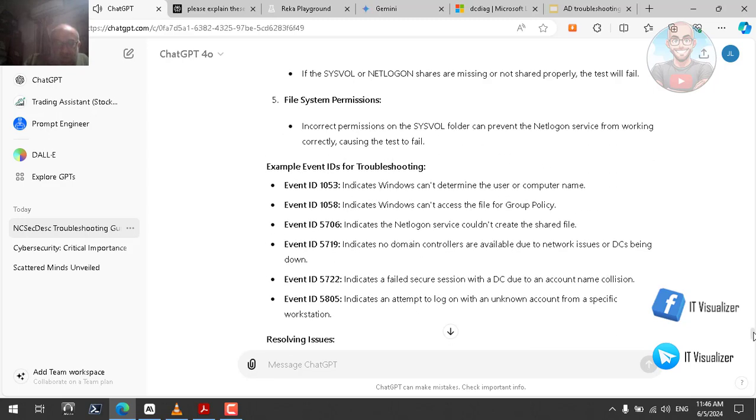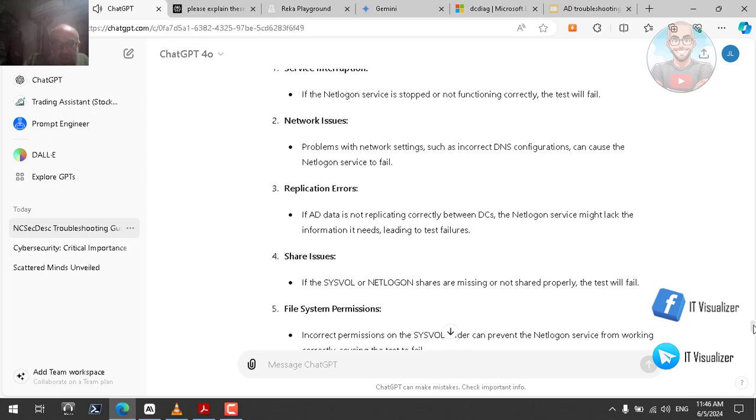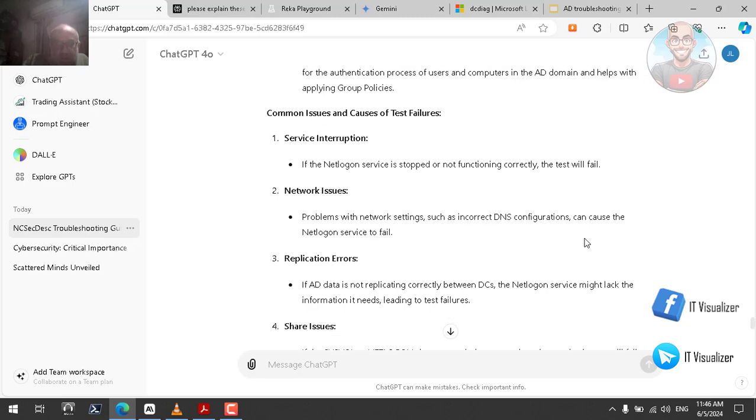So this is a very good answer, and I will ask it. For example, we can see here that if the service is interrupted, so if the Netlogon service is not working properly, this will make the Netlogon test fail. But what if there is a problem with DNS? How will this affect the Netlogon service? We need to know, or to give an example to know, that if the replication is not done, how this will affect the Netlogon service.